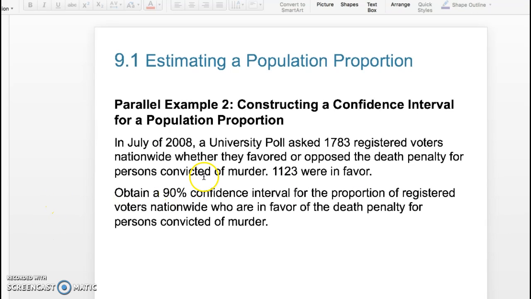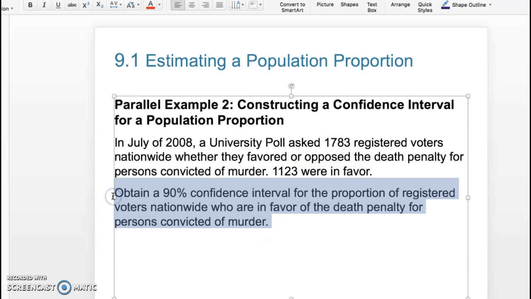Here, exact same example, and this is the part of how you're going to see the phrasing in the questions. They're going to ask you to obtain a 90% confidence interval, or maybe 95% and 99%, for the proportion of registered voters who are in favor of the death penalty. Notice they say for the proportion of registered voters nationwide, I think I didn't say that part, but it's not a confidence interval for your sample. It's a confidence interval for your population, and it's using your sample data. So let's take a look at what we need to do.